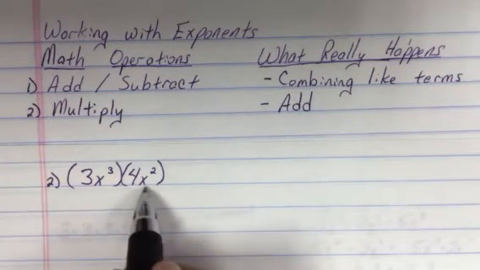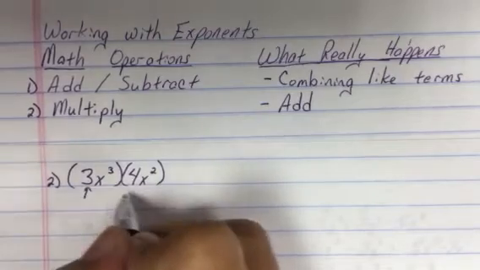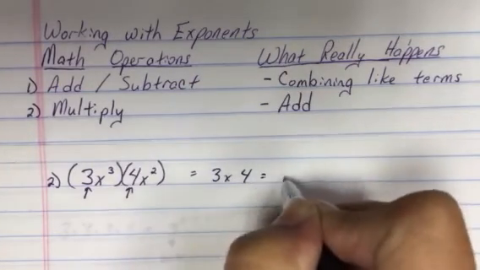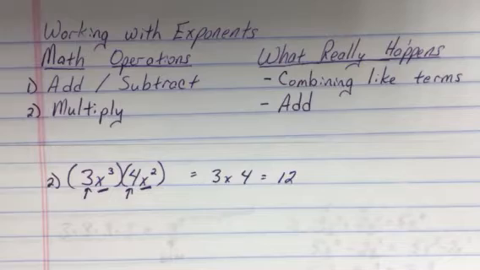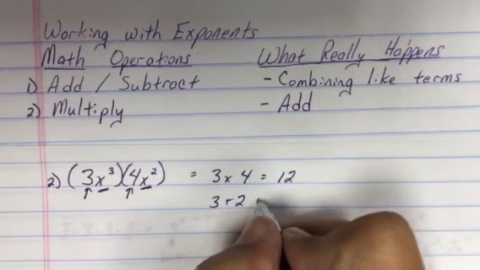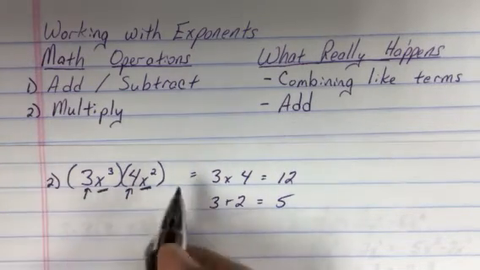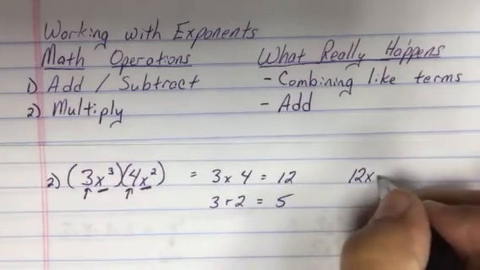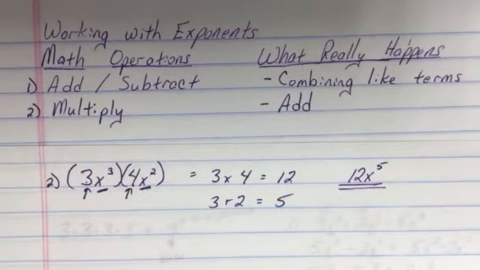Multiplication, this part doesn't have to be the same. That was only for adding and subtracting. The coefficients do multiply. So 3 times 4 equals 12. But remember, we do one step less. One step less is addition. So with the exponents, we add. So 3 plus 2 is 5. What just happened was 3 times 4 is 12, and this carries to the 5th. This is the answer for multiplication.